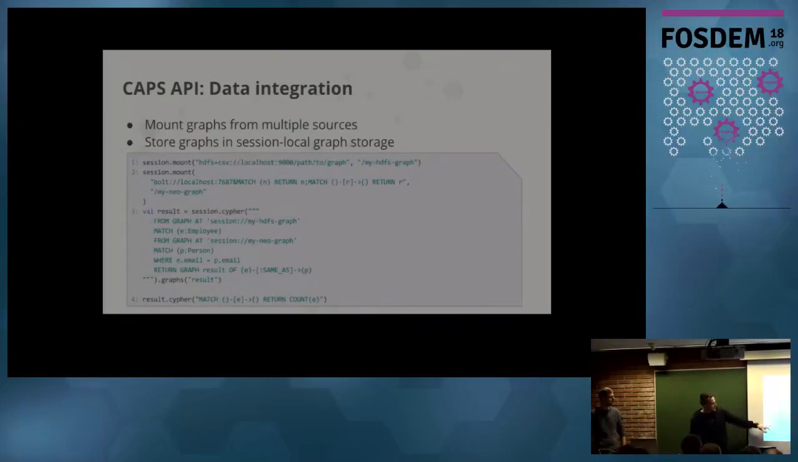And then within the query, we can say, from my HDFS graph, give me all the employees, and from my Neo4j graph, give me all the persons, and then join those two graphs where the persons and the employee have a matching email address. So we do data integration basically. We have two graphs separate, HDFS, Neo4j, and we join them together based on some knowledge that we have about those two graphs. And then we return a new graph, which creates a new relationship between the employee and the persons that match, called same as.